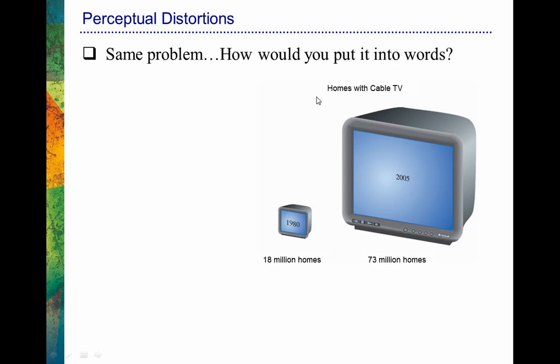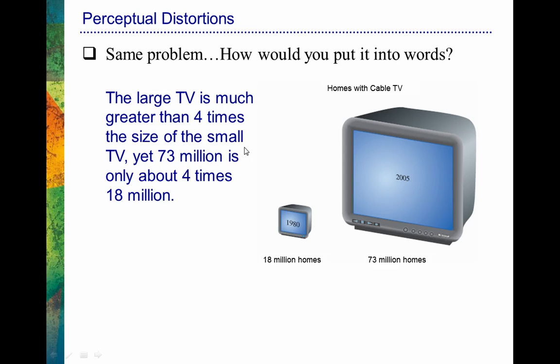So how would we put this into words? On an exam, you might say something like this. The large TV is much greater than 4 times the size of the small TV, yet 73 million is only about 4 times 18 million. So we can see that there's a disconnect between the actual values and the graphics that are being used. Bottom line is that it's misleading.